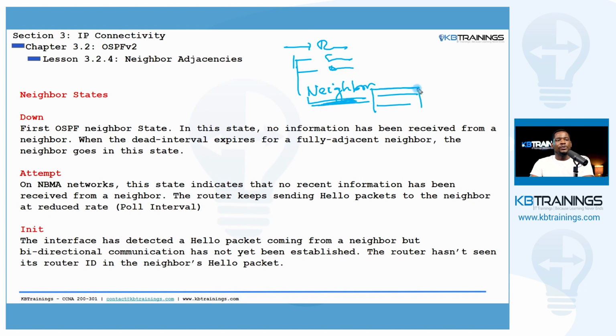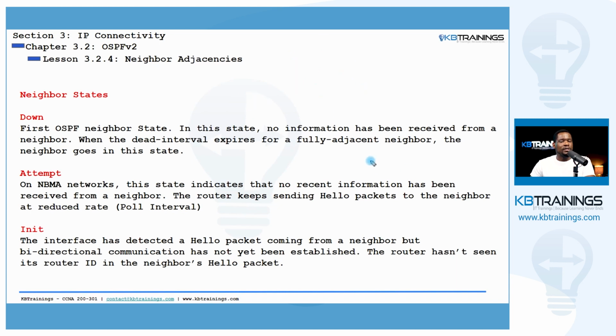And if the router doesn't see itself inside the hello packet that it receives from another router, it's going to, of course, have that router in the neighbor table, but the state of that neighbor is going to be init, because we don't see each other. We don't have bidirectional communication between each other. That is the init state. And then after that, the routers can go to the next state, which is the two-way state.